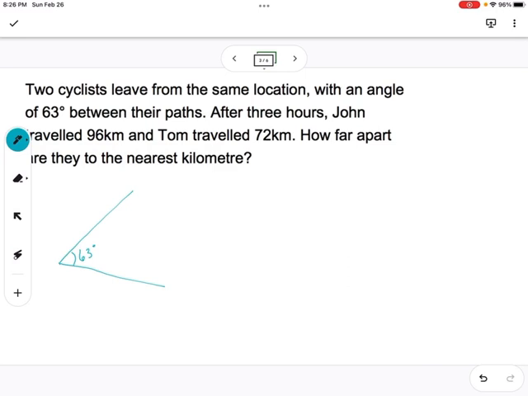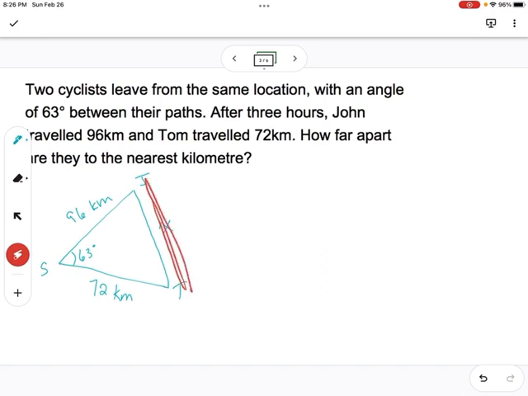After 3 hours, John traveled 96 kilometers. So this is the starting point. This is where John goes to, and he travels 96 kilometers. And Tom traveled 72 kilometers. So Tom traveling 72 kilometers. How far apart are they to the nearest kilometer? So we want to find how far apart they are, and that's this distance here.